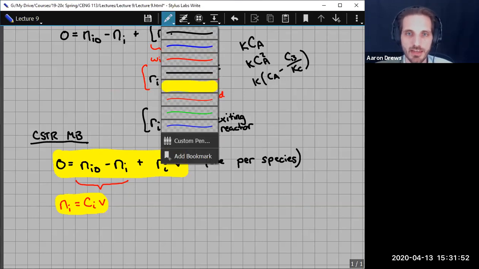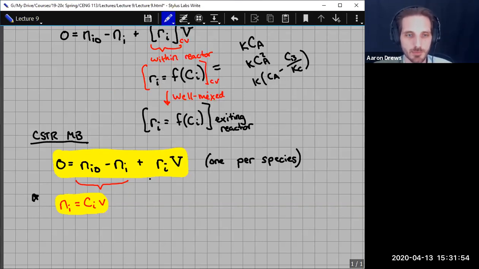And so we're going to use that relationship a lot. This is going to come up a fair amount. Remember that the V that's sitting here is the volumetric flow rate. So that'll be things like liters per second or something along those lines.